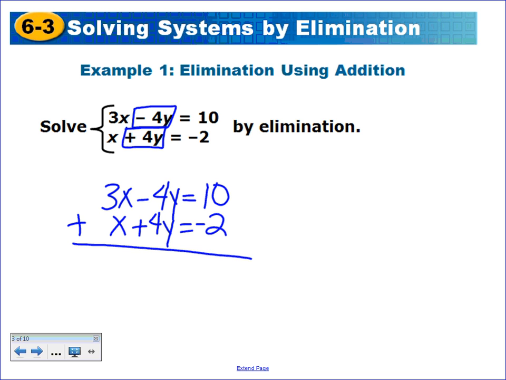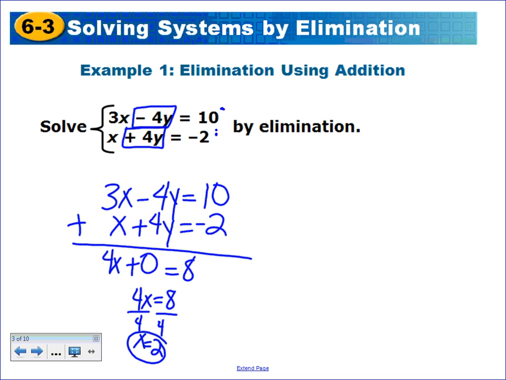Well, 3x plus x is 4x. Negative 4y plus 4y is 0. And then 10 minus 2 is 8. So this is 4x equals 8. Divide both sides by 4. x equals 2. So now I can go back and plug in this x equals 2 for either one of these two equations that were my originals.